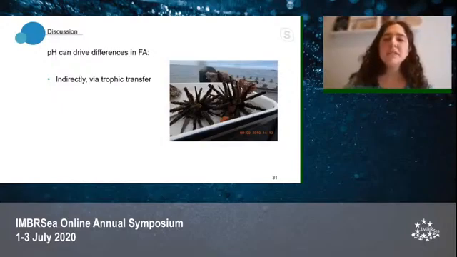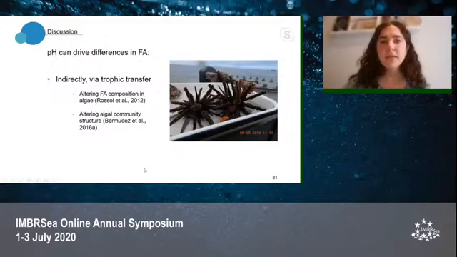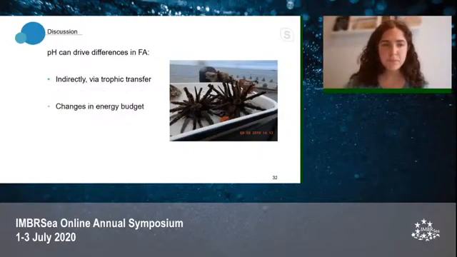So there are different mechanisms by which pH can affect fatty acid composition. As I mentioned before, it can be via diet. So it's been observed before that low pH changes the fatty acid composition in algae through different mechanisms of saturation and desaturation pathways. But it can also alter the fatty acid community and therefore change the fatty acid composition as well. It's been also shown that sea urchins can cope with low pH, but this produces a change in energy allocation because there's a more energy demand for acid-base equilibrium at the expense of energy storage.